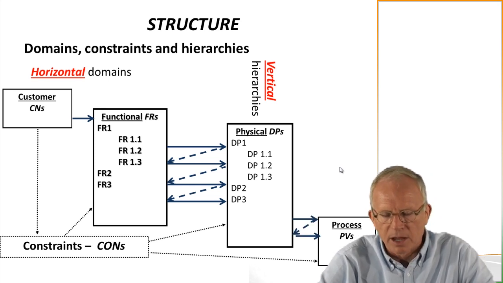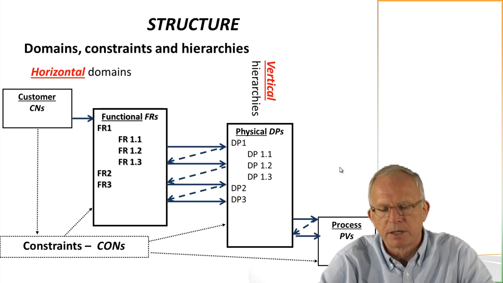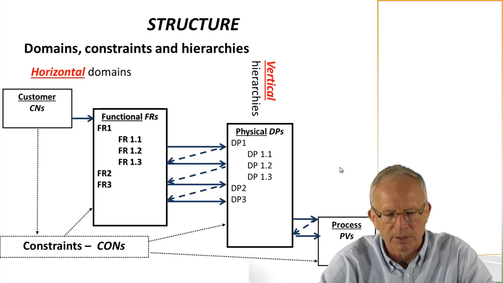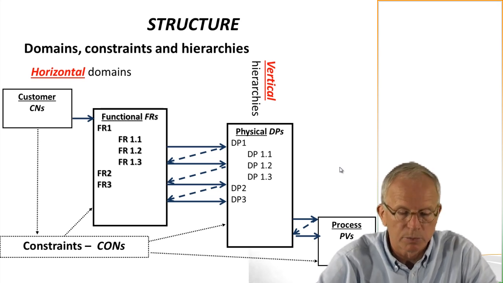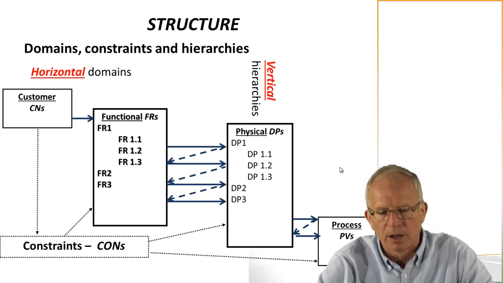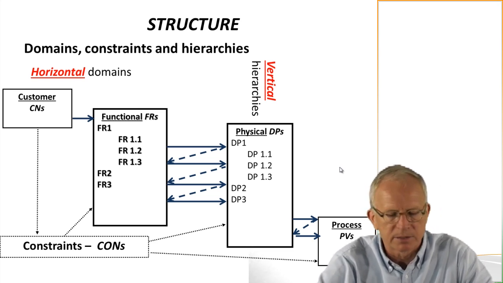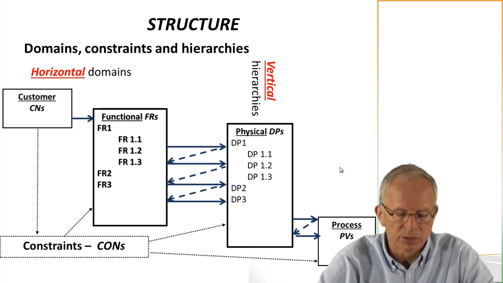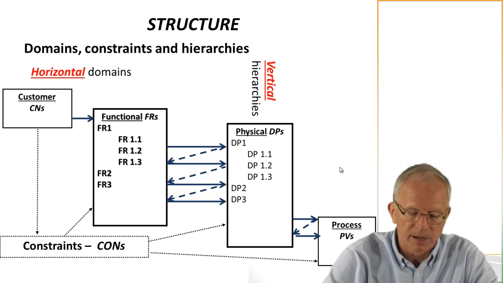In addition, and I'm not emphasizing it in this, the relationship between the physical and the process domain can be very similar to the relationship between the functional and the physical domain. And in a later module, we'll concentrate on how to develop the process domain. It's key to this course, and it's an interesting current issue in the development of axiomatic design.